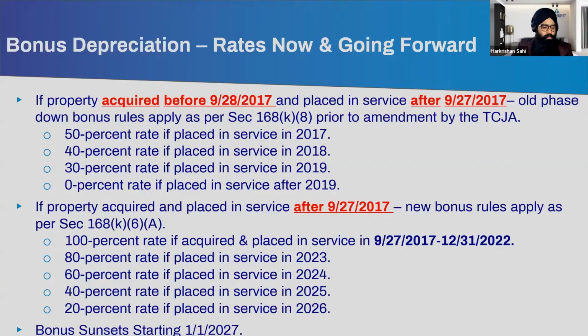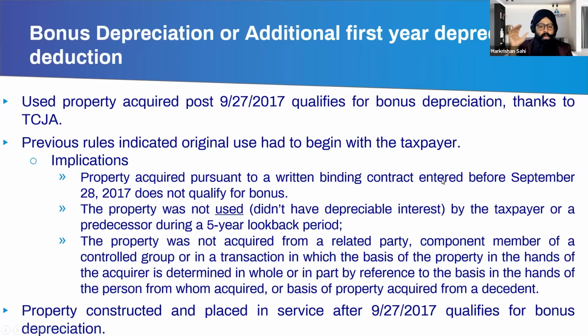So now let's talk about how bonus depreciation applies to acquired properties and newly constructed properties. When the laws came out after the Tax Cuts and Jobs Act, they said that any property acquired after 9/27/2017 qualifies for bonus depreciation. And thanks to the Tax Cuts and Jobs Act, not so soon, right? There are some rules that made it harder to claim bonus depreciation even on used properties, even though it's a significant change that was never there. It has made people do cost segregation more and more, because now you can get bonus on used properties. But there are some things you have to consider.